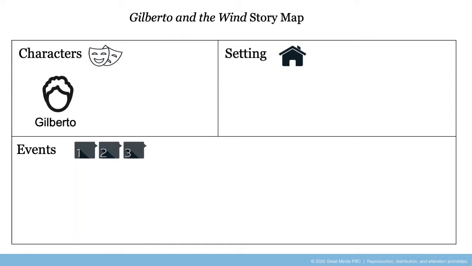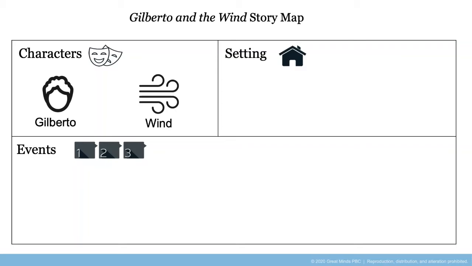Now, in this story, the wind can often seem like a person and does things like a person would do, like play with Gilberto. So that makes me think that a character can be someone or something, since the wind is described as if he were a person in this book. So I'm going to add him to the story map along with Gilberto.